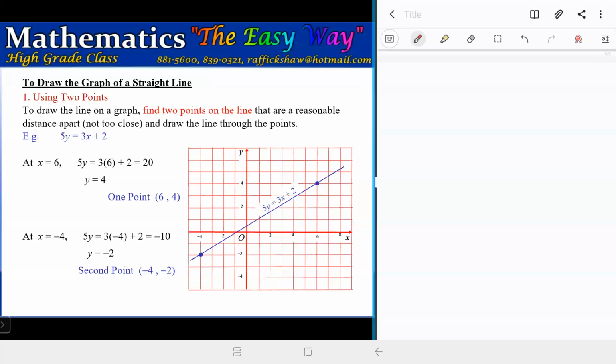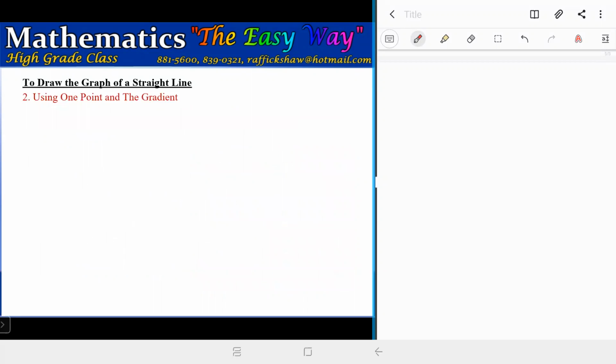5y equals 3x plus 2. That's the line, 5y equals 3x plus 2. That's method 1, but I feel it's too much work. You don't need to do so much work. All right, and it's a different method, and that is using 2 points. The other method is one that I like a lot, using 1 point and the gradient.